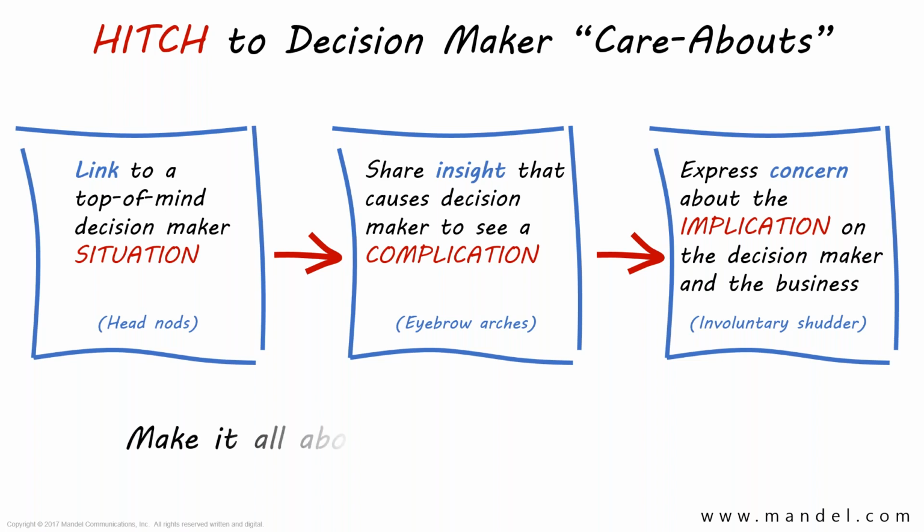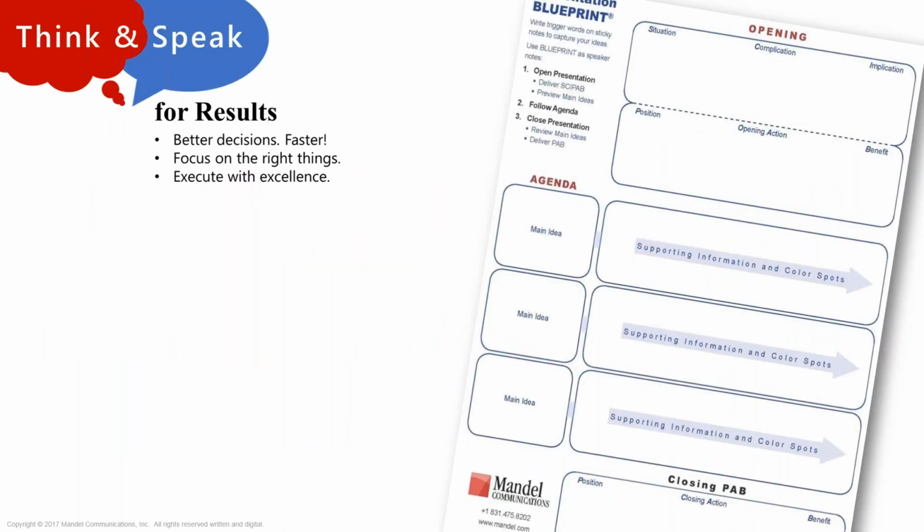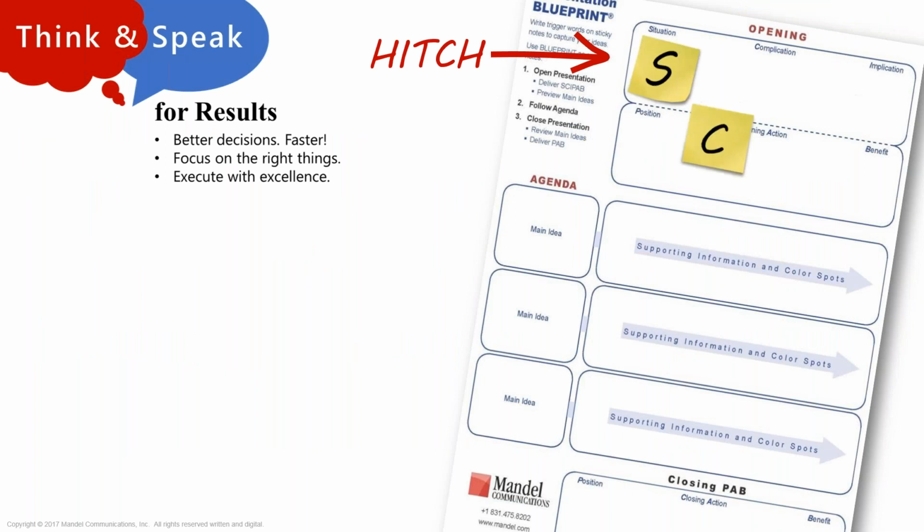You've got to have done your homework. If you make it generic, it equals no decision. It equals nothing. So this is how you hitch to their careabouts. We have a tool at Mandel called the Blueprint, and it's a communication thinking framework and ultimately a speaking framework. And the very top line, the most important line in the tool, is thinking about that situation, complication, implication. What are you going to hitch to?